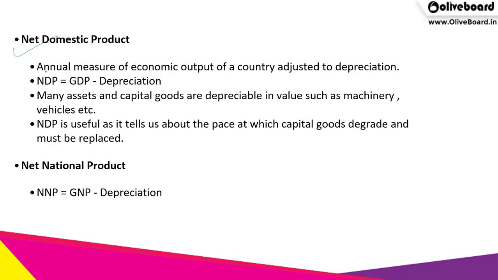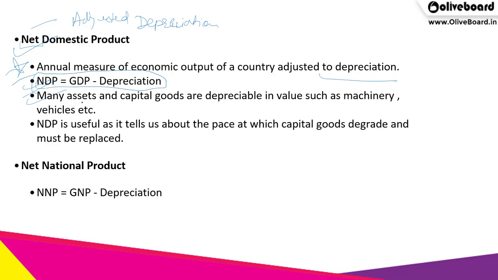Now, net domestic product, an annual measure of the economic output of a country adjusted for depreciation. Simple. So GDP and GNP, we know now. Those are the most important concepts, GDP and GNP. Now, wherever net comes, it is adjusted for depreciation. Simple, you remember depreciation and net. Now net domestic product is GDP minus depreciation. Simple. So obviously net domestic product will be lower than GDP.